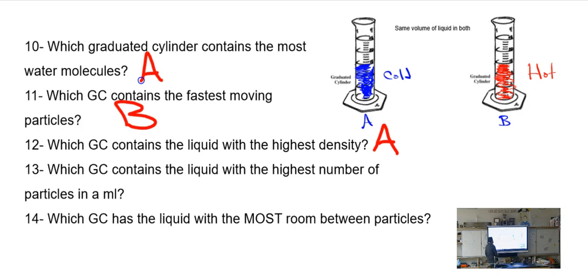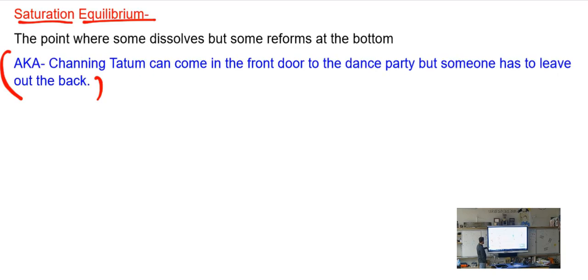All right, which one contains the liquid with the highest number of particles in a milliliter? That is also A. These 3 questions are all the same question pretty much. Where was it? Yeah, that one and that one. They all relate to the density of a cold thing being higher than a hot thing. All right, which one has the most room between particles? B, because it's less dense. Be all right with that one? There's a couple questions. It's like questions 12 and 13 on the exam from there.